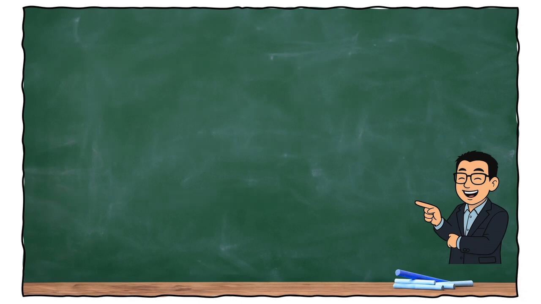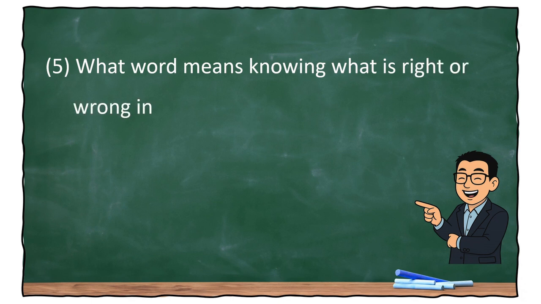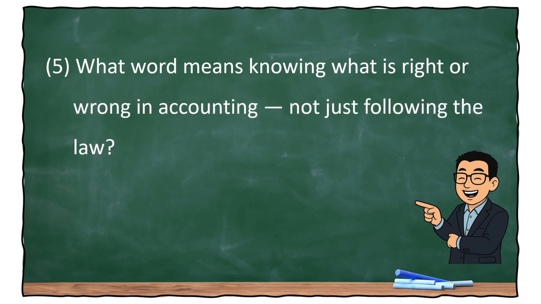Let's look at number 5. What word means knowing what is right or wrong in accounting, not just following the law? The answer is G. Ethics. Ethics guide behavior in accounting and all professions.